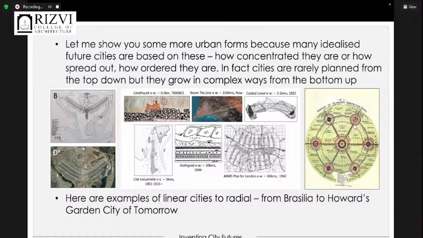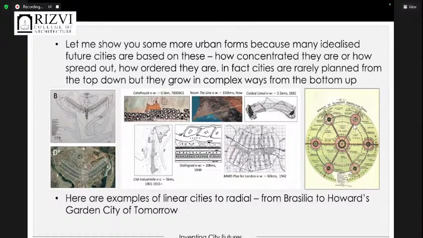You can see the wing-like shape. This was the inspiration for the circular form. If you go to Brasilia now, you find that the wing-like shape is still there to some extent, but the city has grown enormously in a much more bottom-up way. In fact, cities are very rarely planned from the top down. They grow from the bottom up.